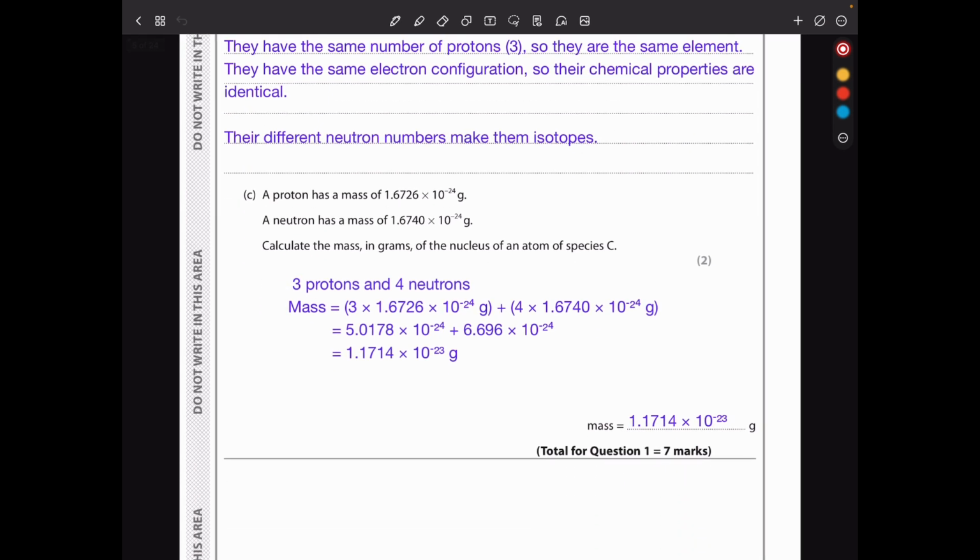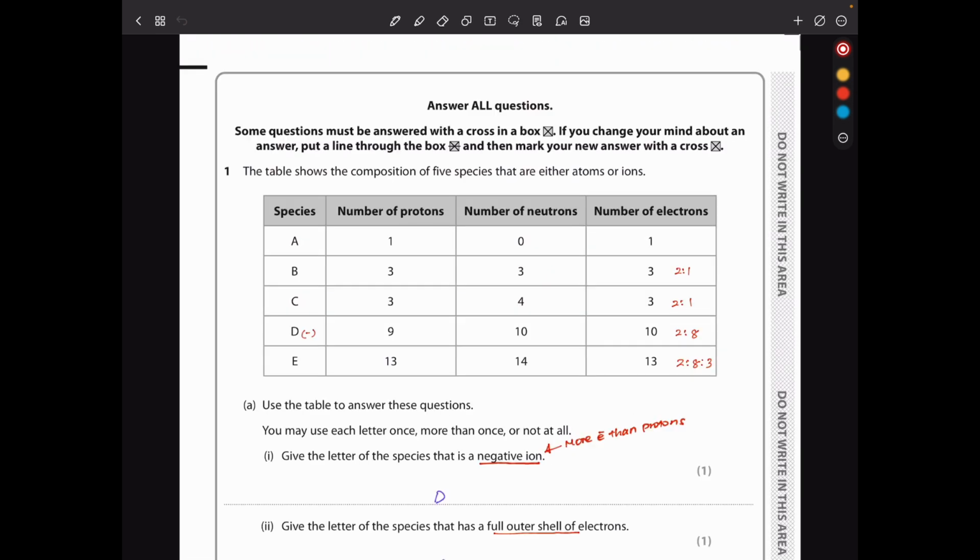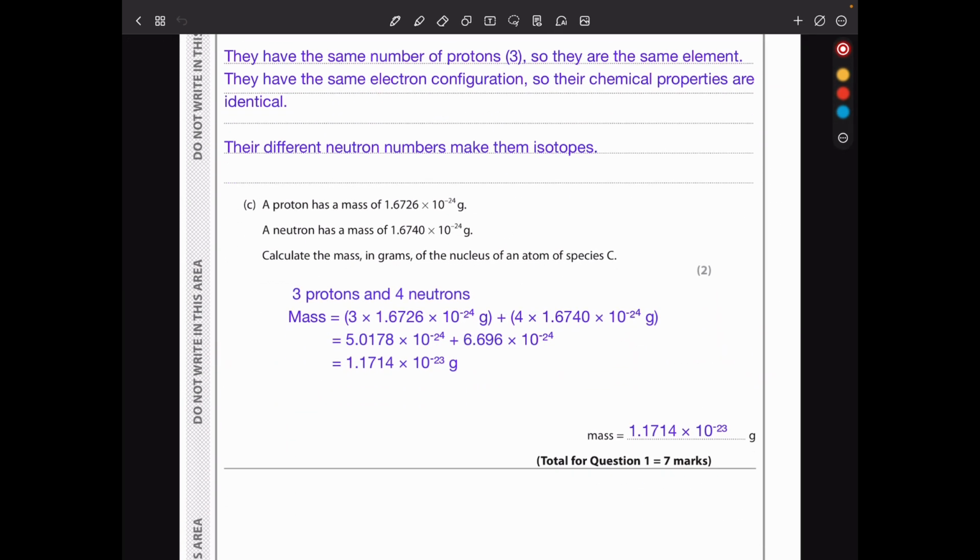Then in part C, they say a proton has a mass given here. A neutron has this mass as well. They want you to calculate the mass in grams of the nucleus of the atom of C. So here this has 3 protons, 4 neutrons. We're going to use that. So the mass is going to be 3 times the mass of protons plus 4 times the mass of neutrons. You can also round off to 3 significant figures as you wish.